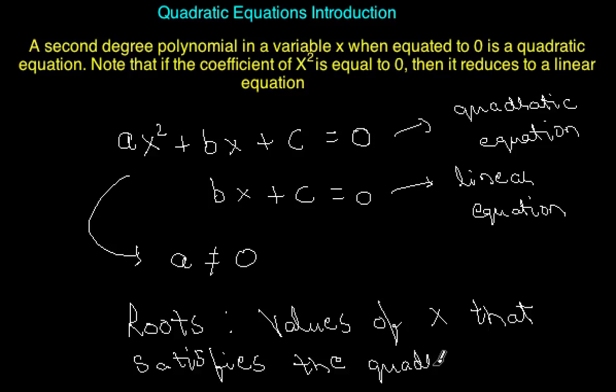Now what does this mean? This means that ax square plus bx plus c equal to 0. Here a, b and c are coefficients, they are constants. So for some particular values of x, this whole equation should be equal to 0. Those values of x are called the roots of the quadratic equation. Now in the next two lectures, we'll be looking at how we find the roots of quadratic equations.